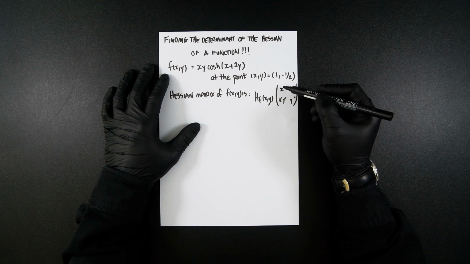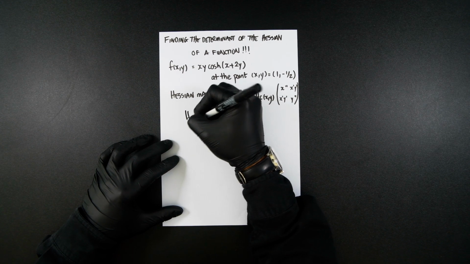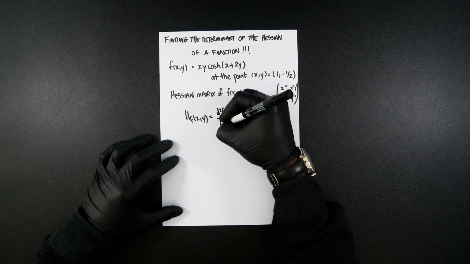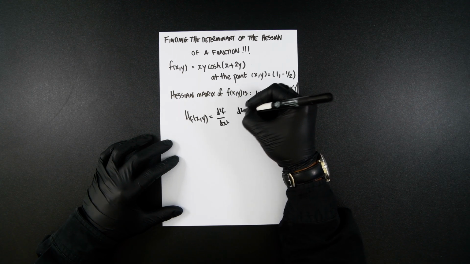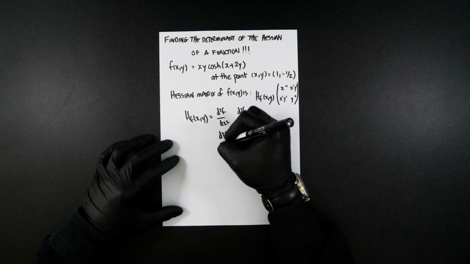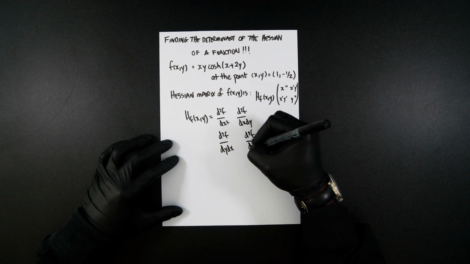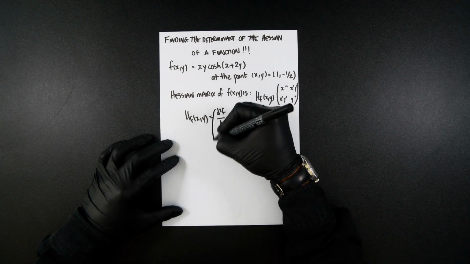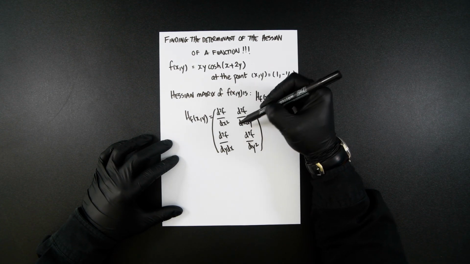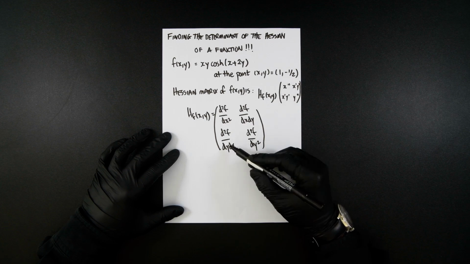The Hessian is the determinant of a matrix like this. So H of f at x, y would be d squared f over dx squared, d squared f over dx dy, d squared f over dy dx, and then d squared f over dy squared. You would then find the determinant of this by doing this times this minus this times this. So let's start figuring out what each of these is.